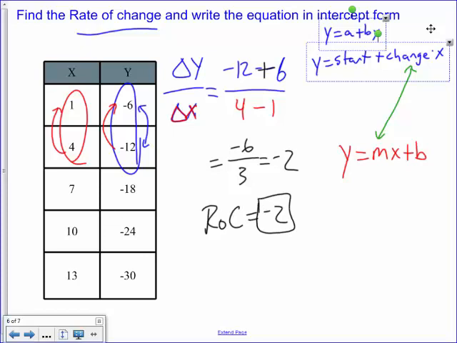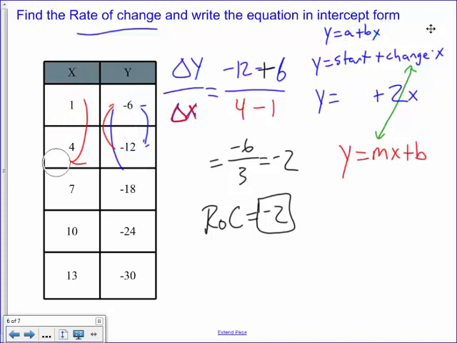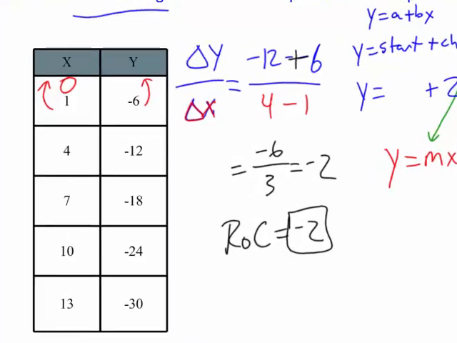And then my equation would be, well, if I do y equals start plus change x, I'd say y equals, I don't know my start yet, but I know my change is negative 2. And how do I find my start? Well, my start is when x is 0. So when x is 0, it looks like I had to go back one, right? So I almost have to go back from negative 6. So this is kind of tricky.